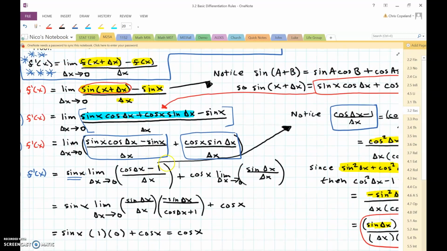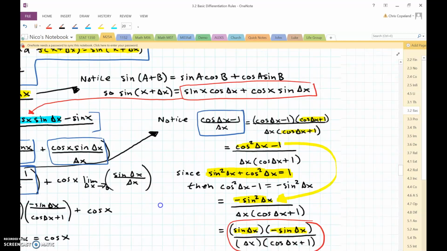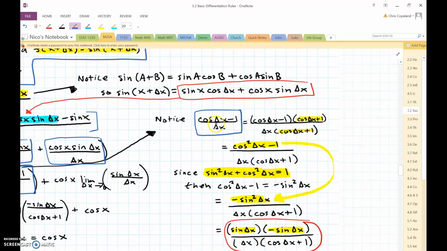Then let's look at this part here: cosine delta x minus 1 all over delta x. I'm going to multiply that by the conjugate. And when I multiply that by the conjugate, I'm going to end up getting cosine squared delta x minus 1 all over delta x times cosine delta x plus 1.